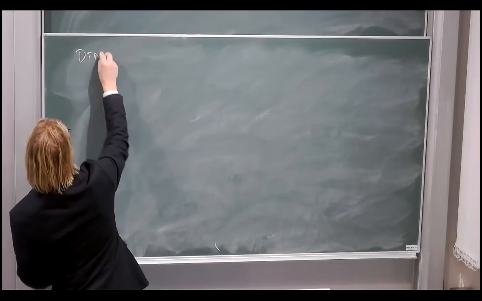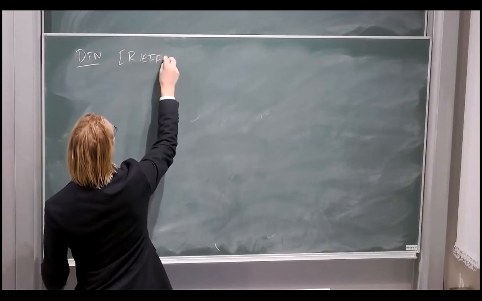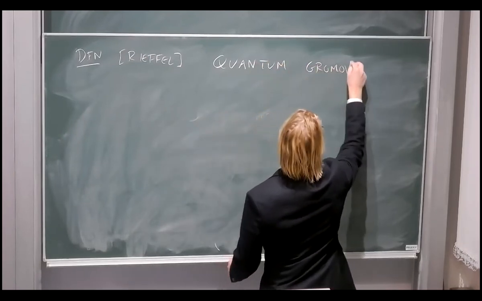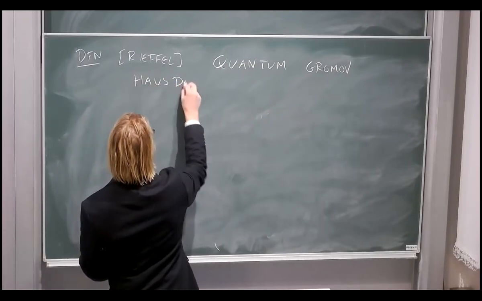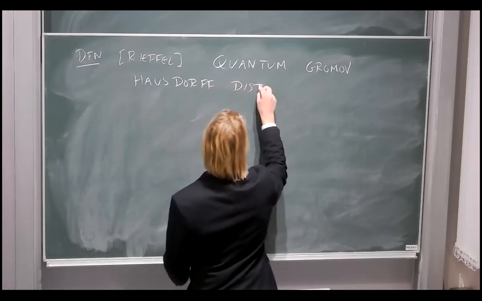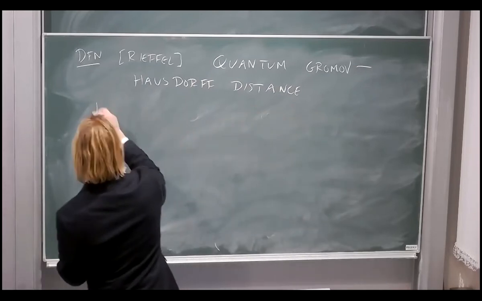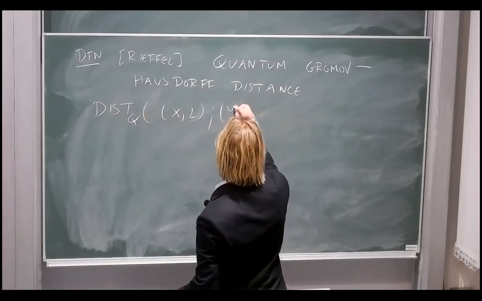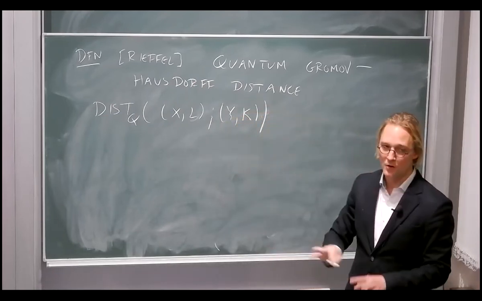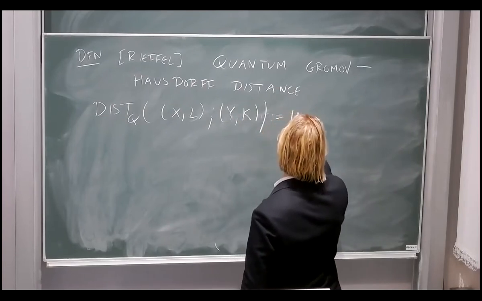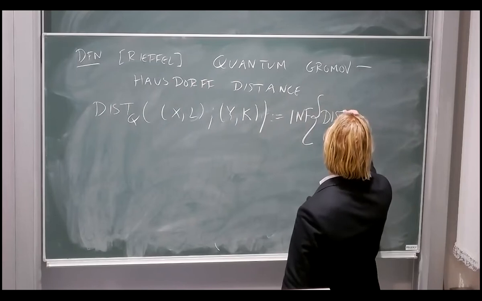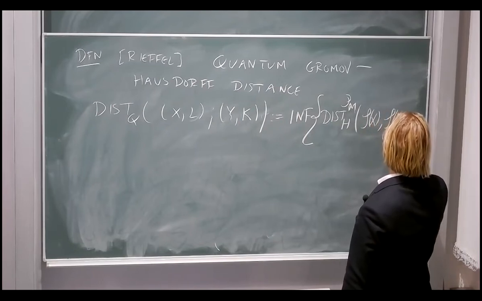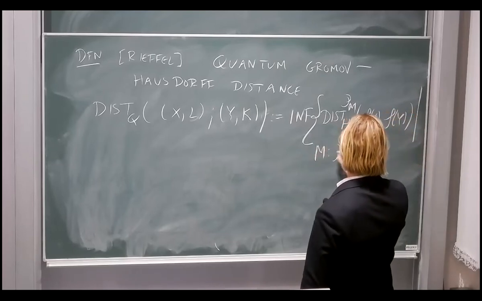Okay, so definition. The quantum Hausdorff distance. Okay, so that would be dist Q between these two compact quantum metric spaces. It would be the infimum over all these Hausdorff distances between S of X and S of Y, where M is admissible.